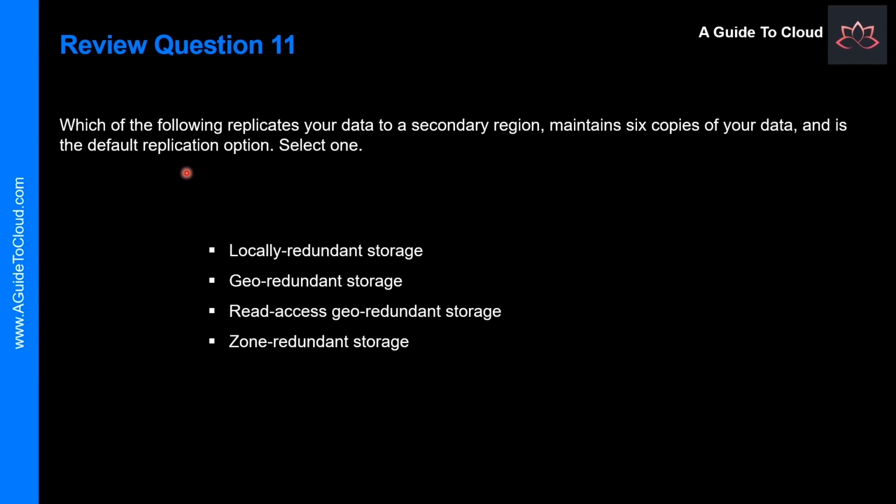All right, let's look at question number 11. Which of the following replicates your data to a secondary region, maintains 6 copies of your data and is a default replication option? So we learned about this when we talked about different types of replication available in the storage account. So the correct answer is read access geo-redundant storage, and RA-GRS is the default replication option.